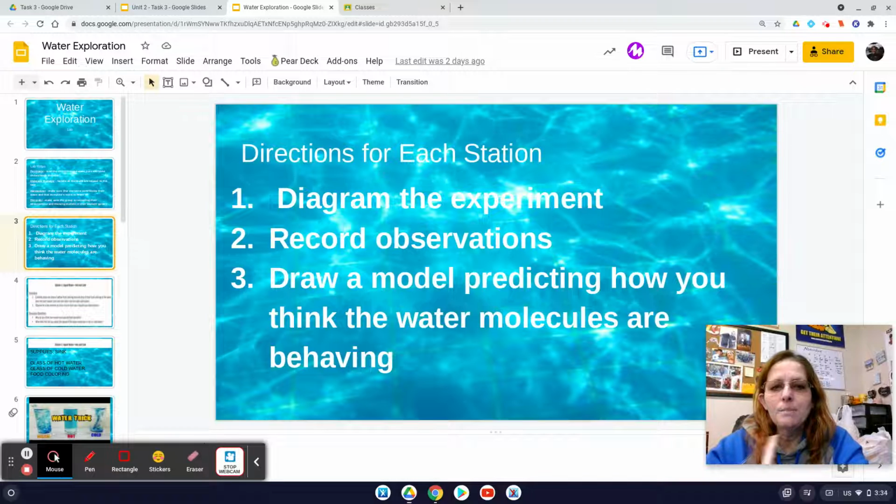You're going to diagram the experiment, record your observations, and draw a model. Okay, how are the water molecules in your model behaving? That's what your picture should show. Okay, what do you think the water molecules are doing? And I have a couple of, if you're watching the video and you're looking at this slide, there are some cheat codes in this slideshow for you to help you with that.